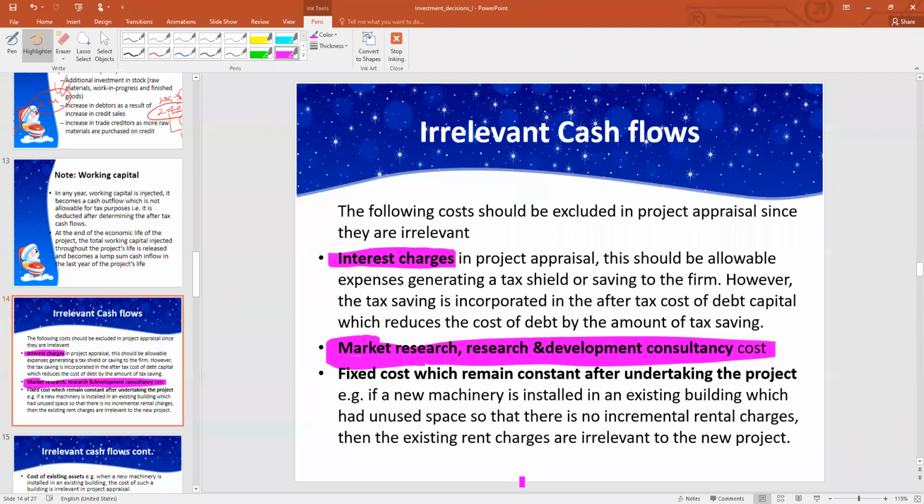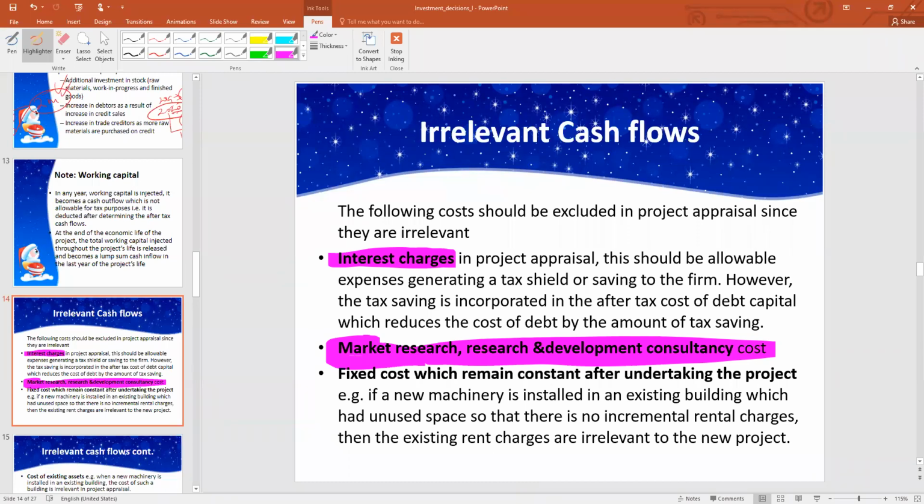Do you pay the consultants? Yes, you pay them. Therefore, that cost was committed. Because don't forget, a cost can only be relevant if it is pegged on you making the decision. But the research costs are not pegged on the decision. Whether you decide to go ahead with the investment or you don't, you have to pay the consultant. That's why the fee is irrelevant.